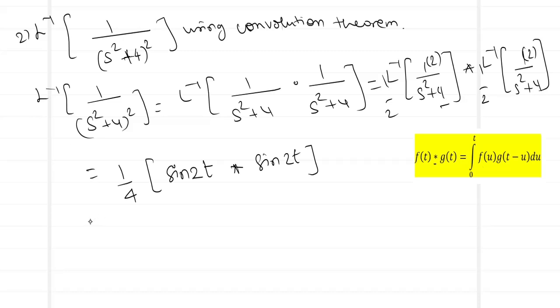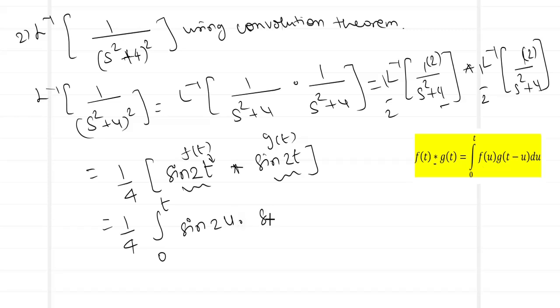I can just rewrite this to be equal to 1 by 4 integral from 0 to t f of u. So this is my f of t and this is my g of t. So I want f of t to be replaced by u. So this becomes sine 2u and this second term becomes sine 2 times t minus u du. So now we have it in the format sine A, sine B.